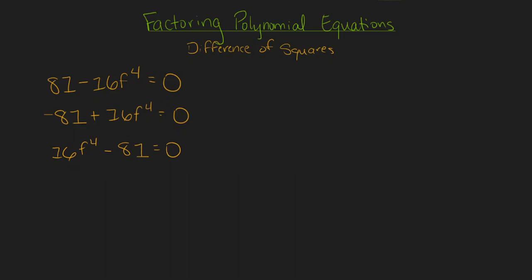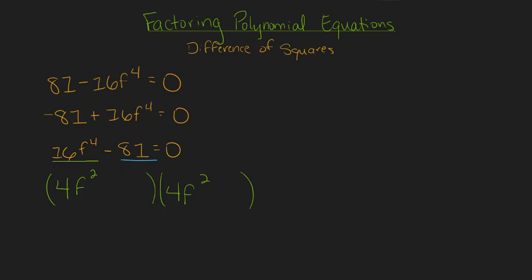From here, we have to create our factors. So we know the first term of each factor is going to be the square root of the first term of our original equation. The square root of 16 is 4, and the square root of f to the fourth is f squared. So I know that both of my factors are going to start with 4f squared. Next, my second term is 81. The square root of 81 is 9.